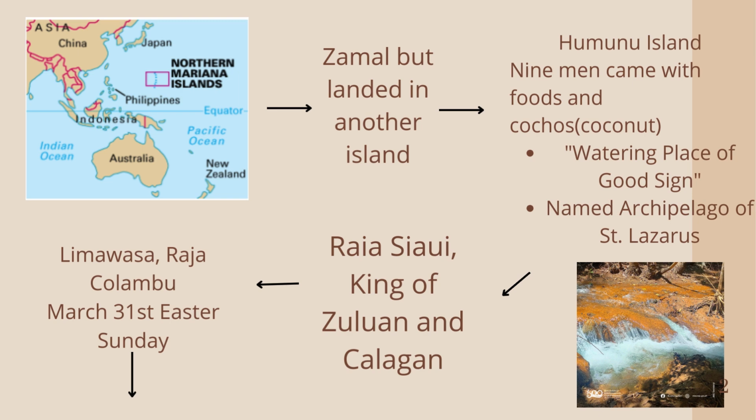On the Spaniards' calendar, it was the feast day of San Lazarus. So they named our country the Archipelago of Saint Lazarus. And nine men came from Suluan with food and coconut. The Spaniards were amazed at how many products the coconut can produce.